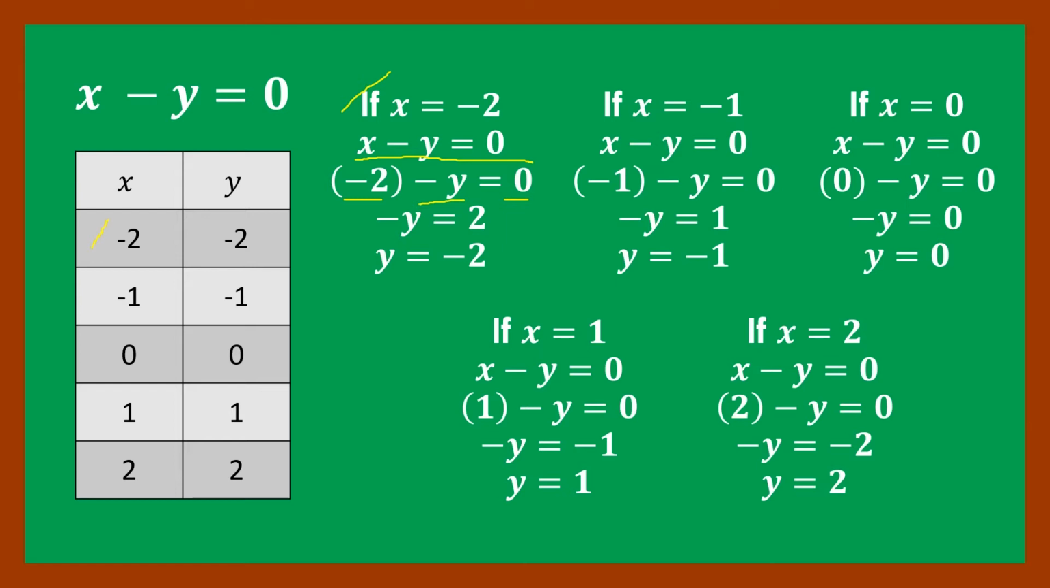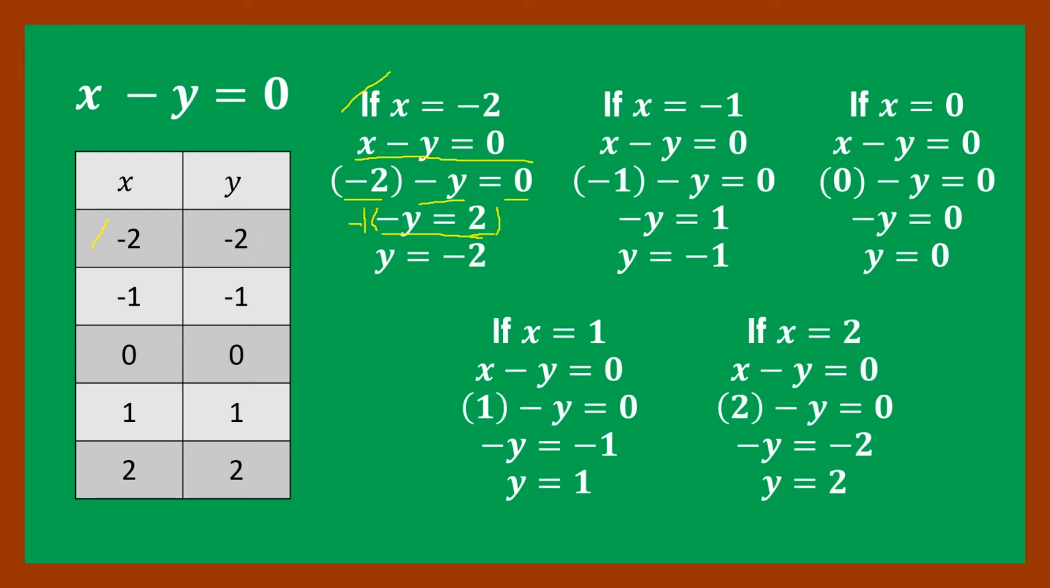So we're going to transpose negative 2 sa right side ng equation. So kaya, yung negative 2 ay magiging positive 2. Then we have negative y is equal to 2. So bawal na yung variable natin ay may numerical coefficient na negative. That is why we're going to multiply the whole equation by negative 1.